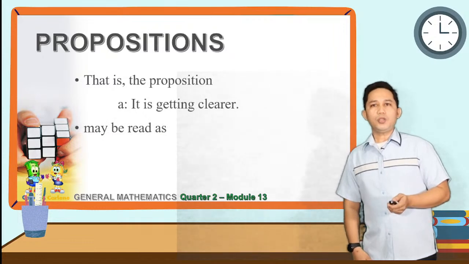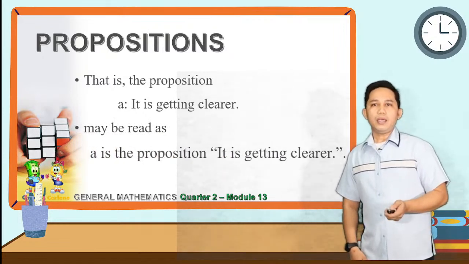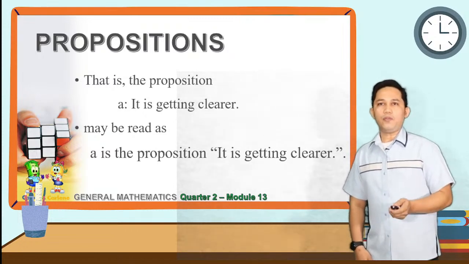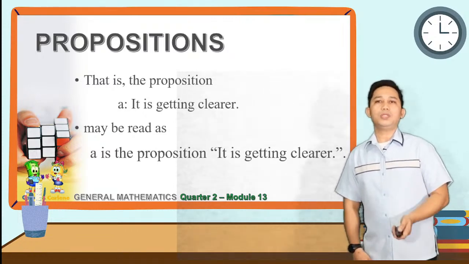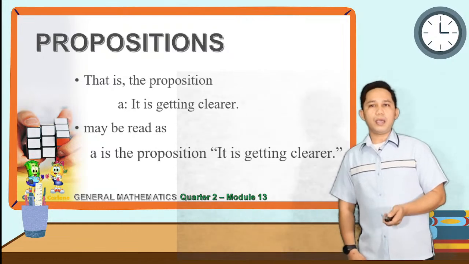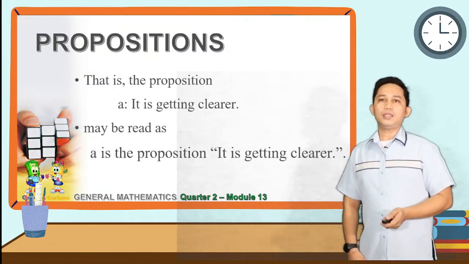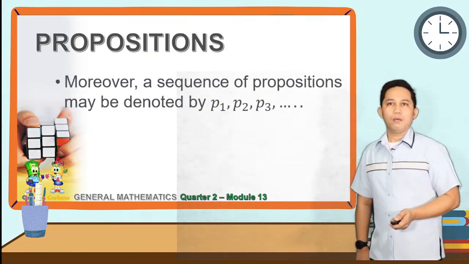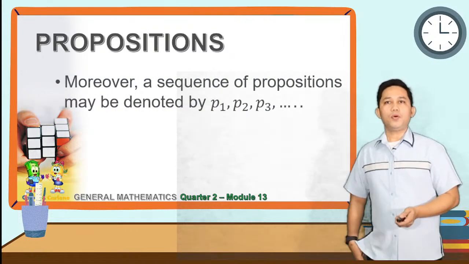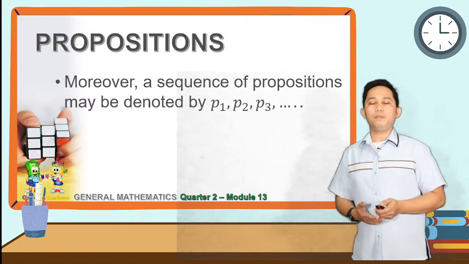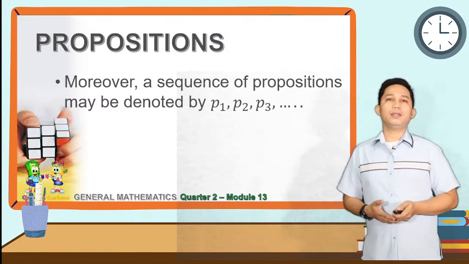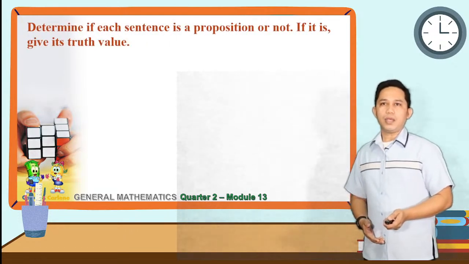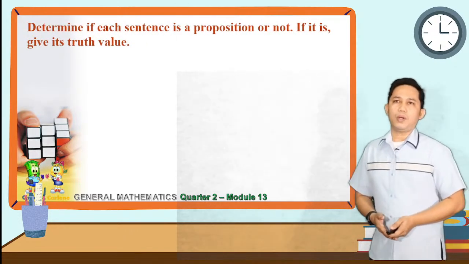A proposition may be read as A. So if a sentence is a proposition, it may be read as A, for example: A is the proposition, it is getting clearer. Moreover, a sequence of propositions may be denoted by P sub 1, P sub 2, and P sub 3, and so on.